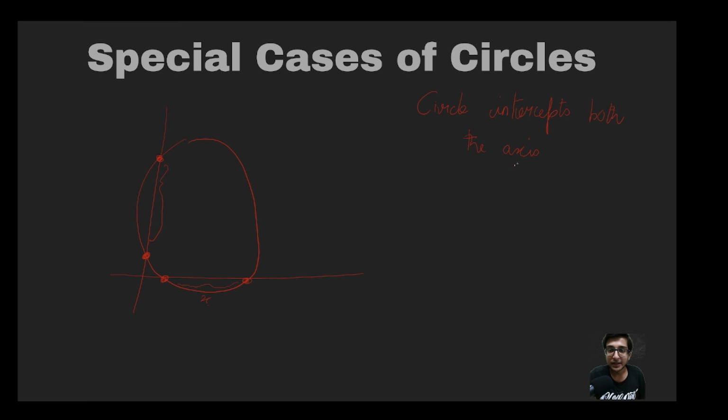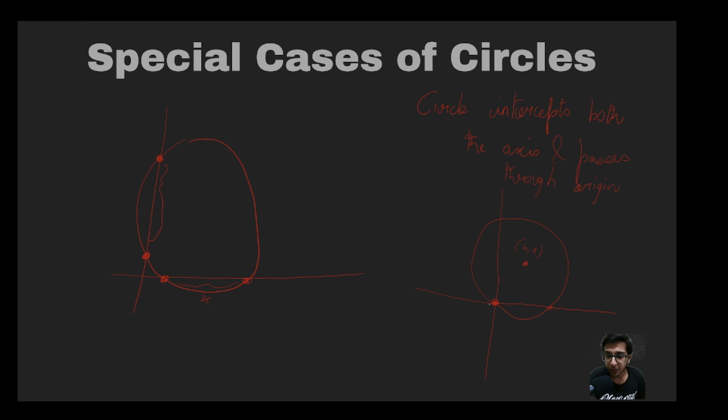Now let's say they say that the circle intercepts both the axes and the circle passes through the origin as well. So what can we make out about this circle? That the circle would be somewhat like this. Somewhere here our (h, k) would be lying.